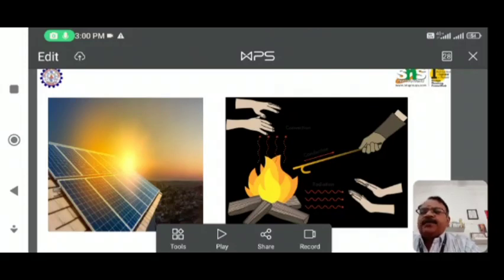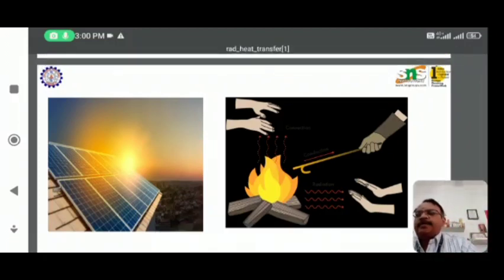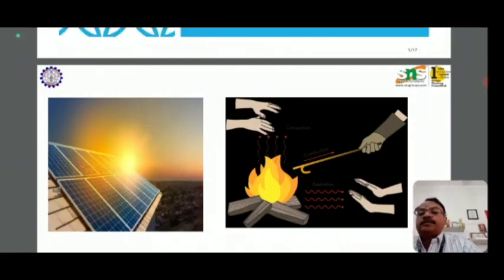So the intensity of radiation increases with increasing temperature and is proportional to the fourth power of the absolute temperature of the emitting object. This is called Stefan-Boltzmann's law of radiation. So overall, radiation is a dominant mode of heat transfer which occurs in vacuum.